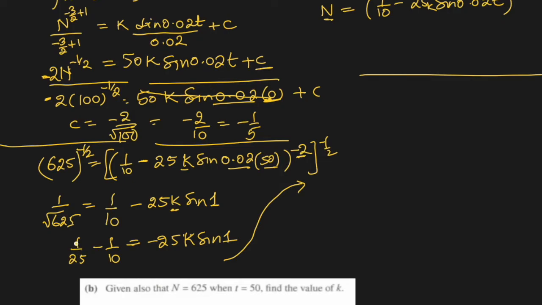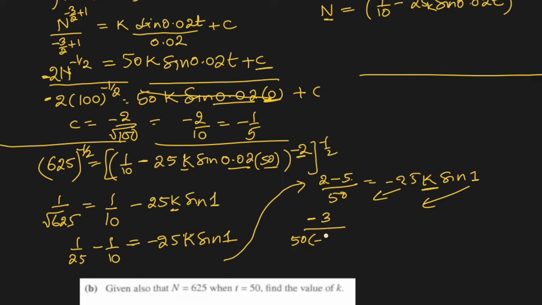Let's complete it here. 1 over 25, 1 over 10, their LCM is 50. Okay, 2 minus 5 over 50 is equal to negative 25k sine 1. We want to isolate k. So this minus 25 will take here and sine 1 as well. So 2 minus 5 is negative 3. 50 is already here. Minus 25 comes here and sine 1 equal to k.